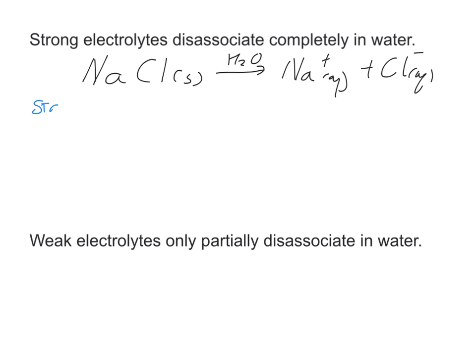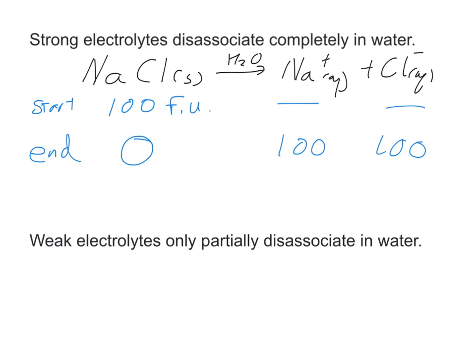if you start with 100 formula units of table salt and you place it in water, then you'll end up with 0 formula units of sodium chloride and 100 sodium ions and 100 chloride ions. In other words, they're Splitsvilles. Their reaction goes to completion. The dissolving of the ionic marriage is complete. There's no going back. The reaction goes to completion for a strong electrolyte.